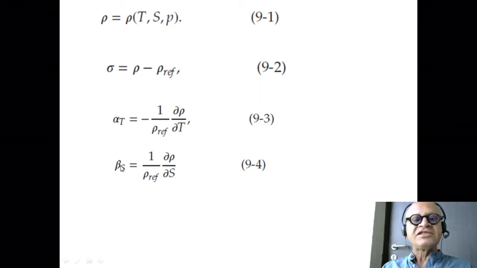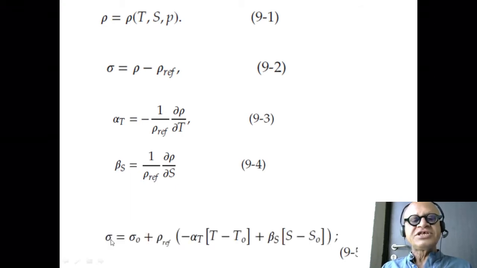Similarly, you have a density dependence on salinity, so that's the beta S salinity coefficient for density, 1 over rho ref d rho dS, where you hold temperature and pressure constant in this case. So density of water can then be written as sigma equals sigma naught plus rho ref times minus alpha T (T minus T0), again to make sure that we get decreasing density with increasing temperature, plus beta S (S minus S0).